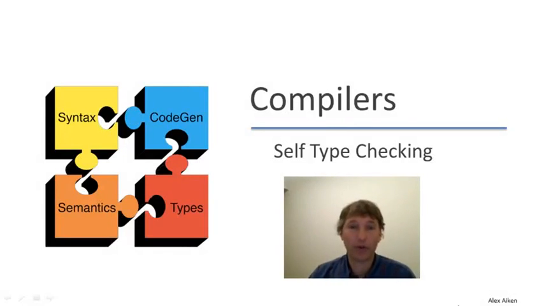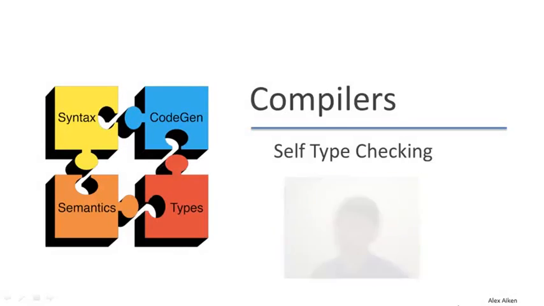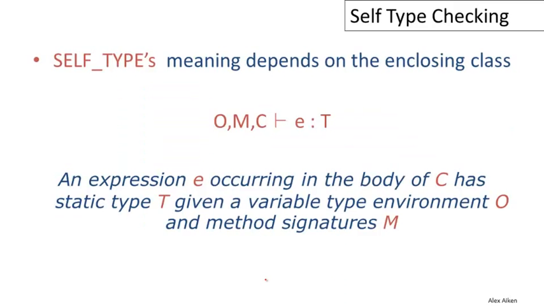In this video, we're going to use what we've learned so far about self-type to incorporate self-type into the type-checking rules for COOL. First, let's remind ourselves what the type-checking rules for COOL actually prove.